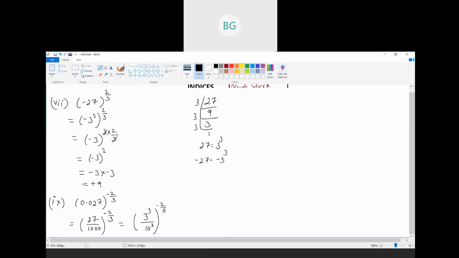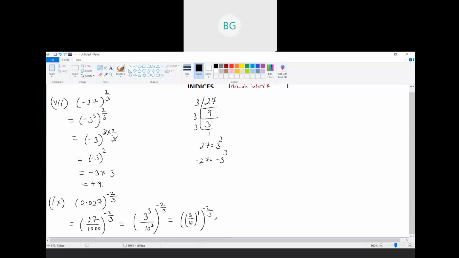Right. Now as we can see in the fraction, both the numbers, that is numerator and denominator, have same power. So what we can do? We can take that power common. So we can also write it as (3 by 10) raised to 3, again to the power minus 2 by 3.